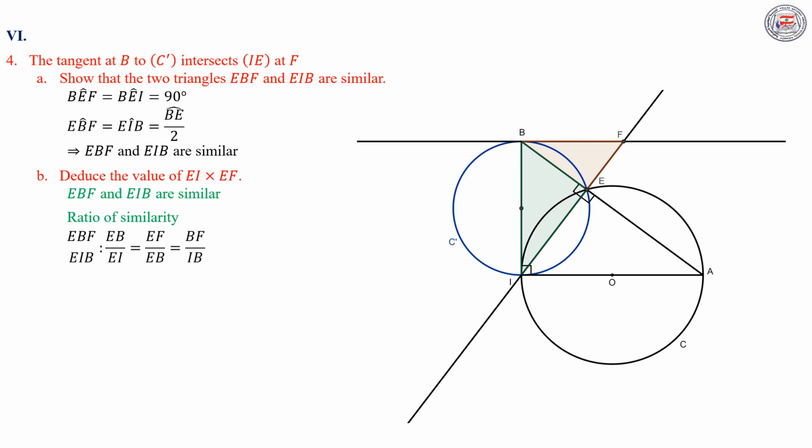We start by EB over EI equal EF over EB, and they are equal to BF over IB. We have to deduce the value of EI times EF. That's why we take the first two fractions that are equal, with EB equal to 3.6 over EI equal EF over EB, which is equal to 3.6. We make a cross multiplication and we deduce that EI times EF equal to 3.6 times 3.6, then they are equal to 12.96.